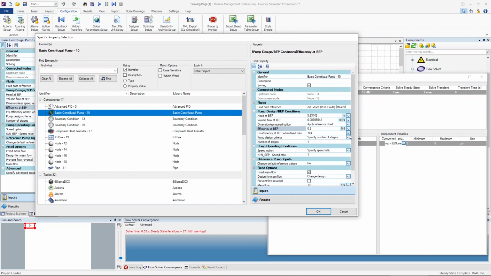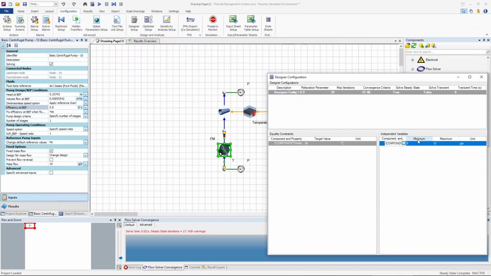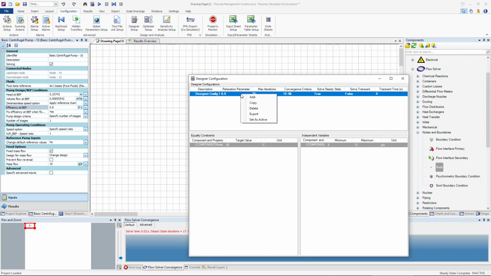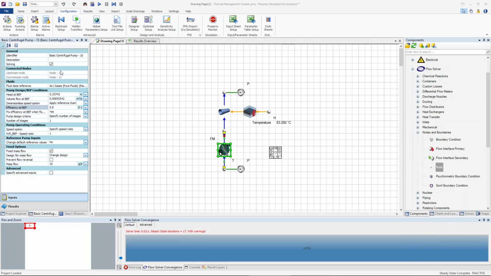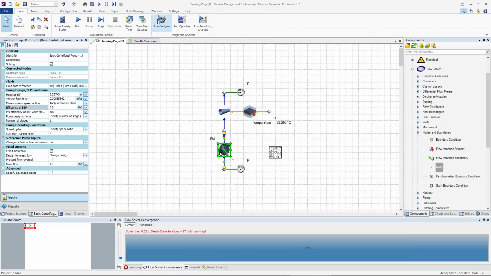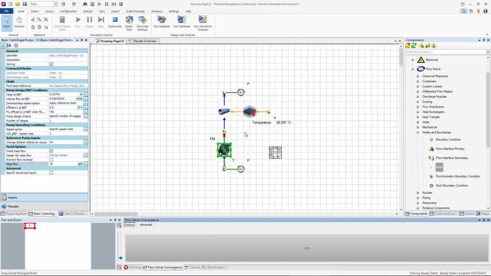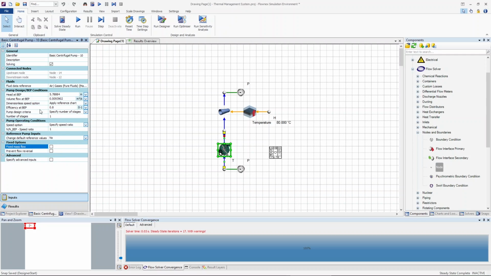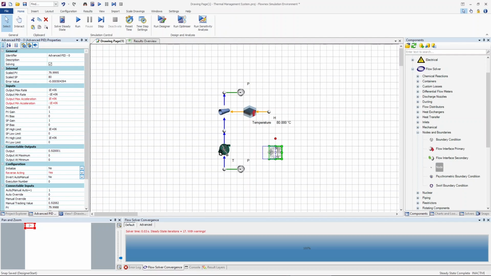It's a fixed mass flow rate, so we can just specify the mass flow, and let's just vary it between 8 and 12 grams per second. Just make sure it is active, and we can then just run the designer, and then essentially Flownex will automatically calculate what mass flow rate we do need to get 80 degrees Celsius. We can then take this off. So essentially the head is designed, the flow is designed, and now finally we can add in a control system.